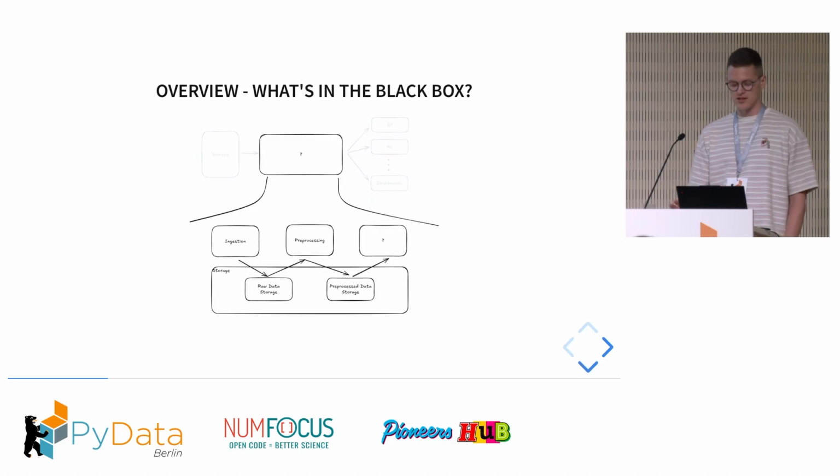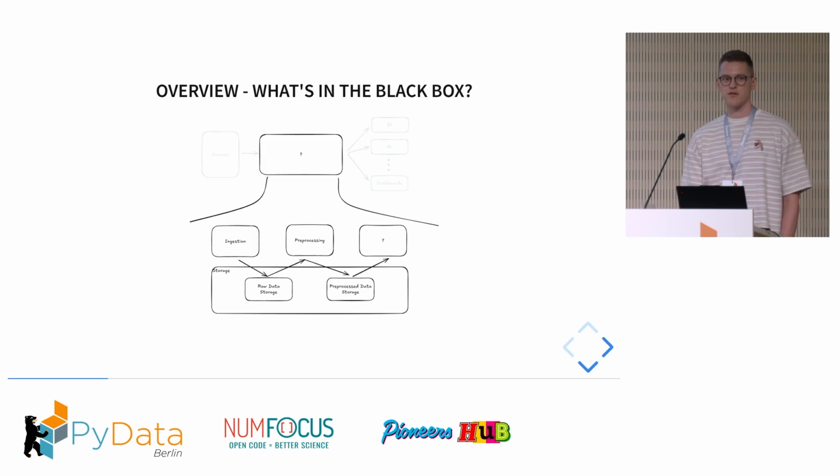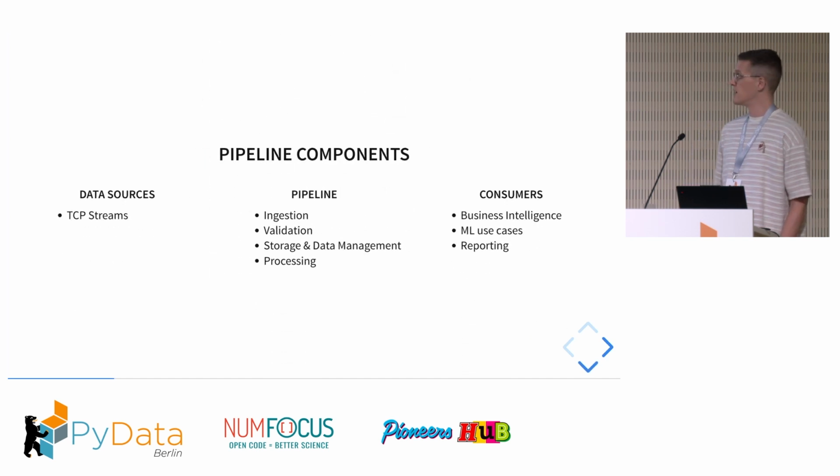The data pipeline in general has 3 components, basically. It has some ingestion. It does oftentimes have some pre-processing because data that comes through raw TCP streams is not exactly the cleanest data around. And some kind of storage is also required to obviously store the data for future analytics. So this is the situation. TCP streams as data sources. Then our pipeline has ingestion, validation, storage, data management, some processing, and we also have consumers that consume the data that we are processing there and storing.